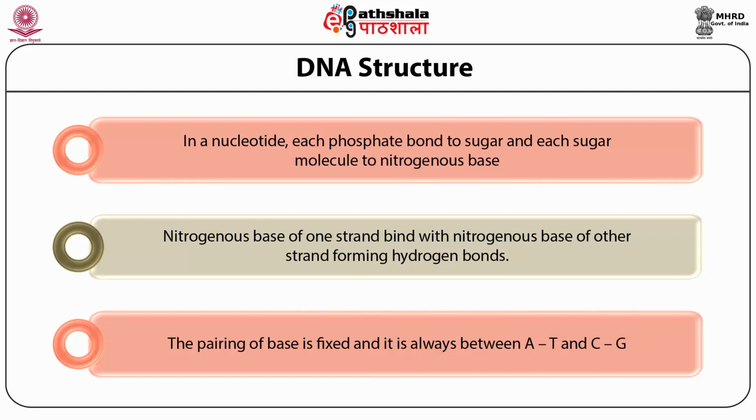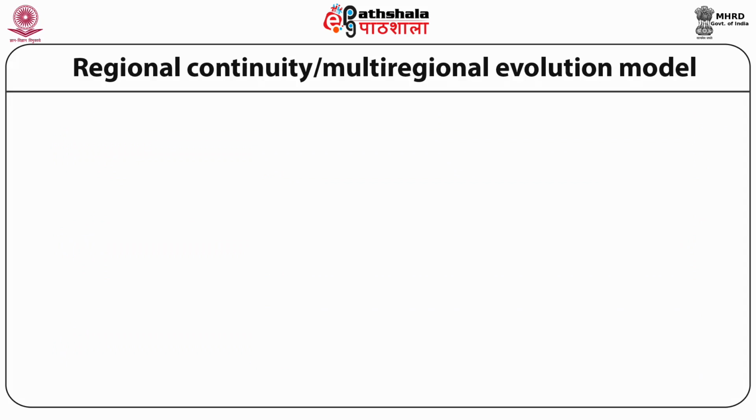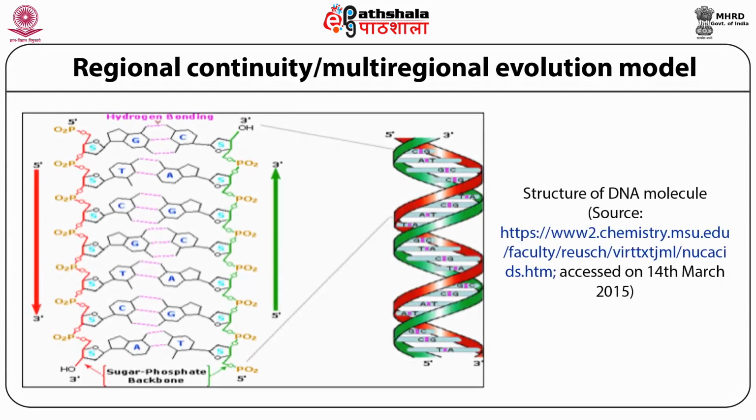RNA is similar to DNA except that, first, it is a single strand unlike DNA which is double stranded. Second, deoxyribose is replaced by ribose as the sugar in the nucleotide. And third, the pyrimidine base thymine is replaced by another pyrimidine base, uracil, which bonds with adenine. This figure shows the structure of DNA molecules.